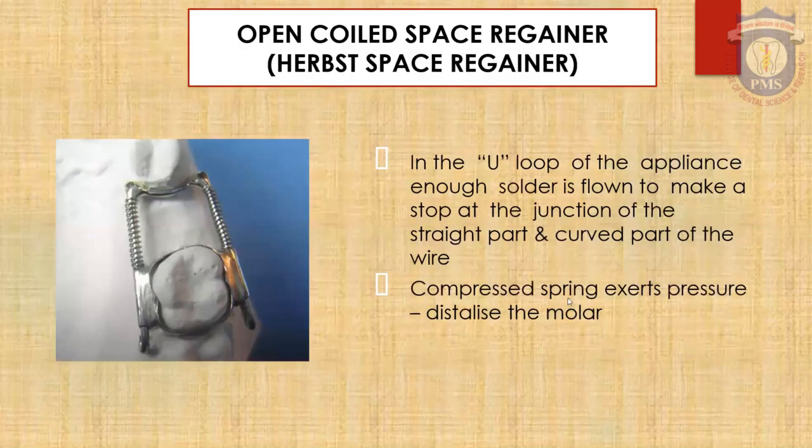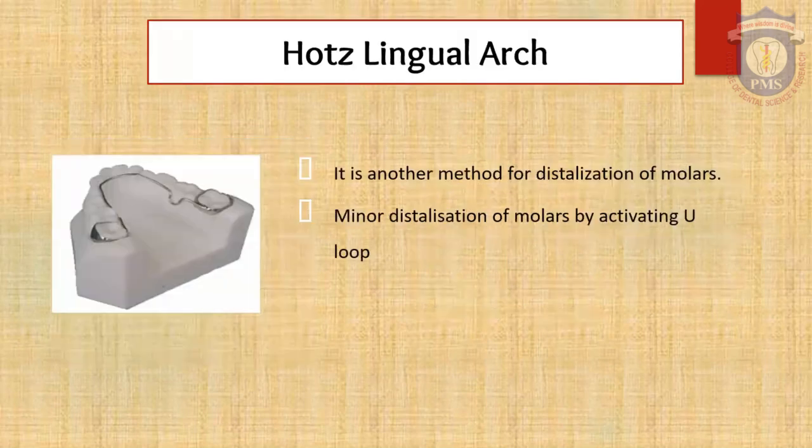Next is the open coil space regainer, Hertz space regainer. This consists of an open coil that is adapted to the loop. At the junction between the anterior and the U loop extension, a solder is placed that will act as an anterior stop. The spring is compressed two to three times and it is adapted into the anterior portion. Opening up of this loop brings about distalization of the tooth.